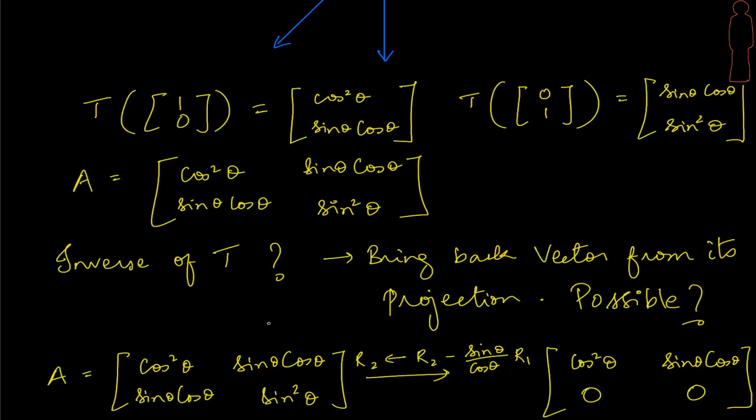The first question is similar to the one we had last time. What's the inverse of projection, or what's the inverse of this transformation? The idea is to bring back the vector from its projection. Try and answer, is that possible really? After you are projected, is it possible to get the vector back?